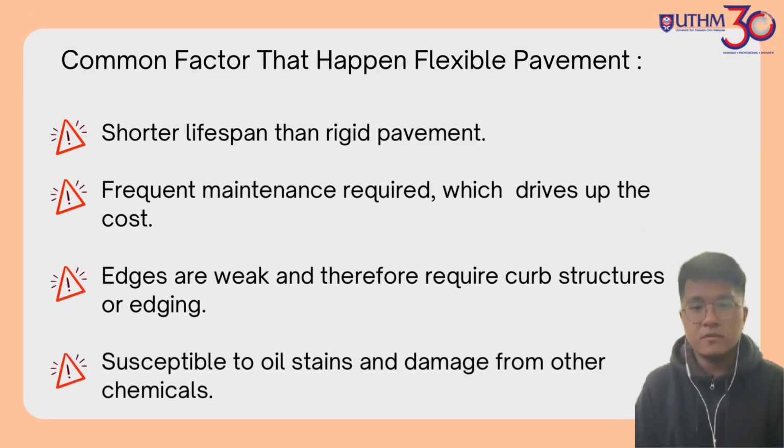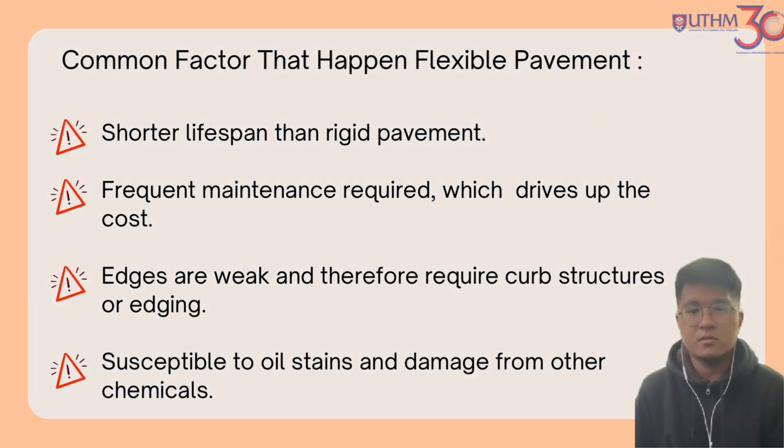The next part is common factors that happen on flexible pavement. The first factor is a shorter lifespan than rigid pavement. Besides that, when maintenance is frequently required, it will drive up the cost. Furthermore, the edges are weak and require curb structures or edging. The last factor that happens in flexible pavement is its openness to oil stains and damage from other chemicals.